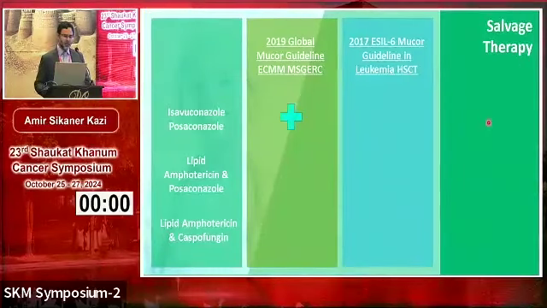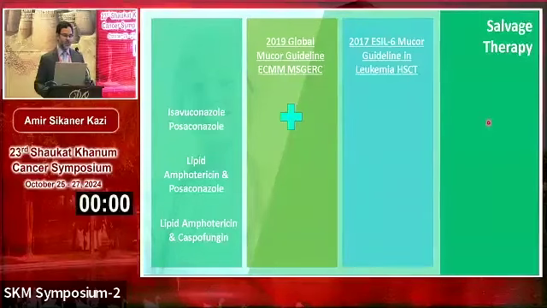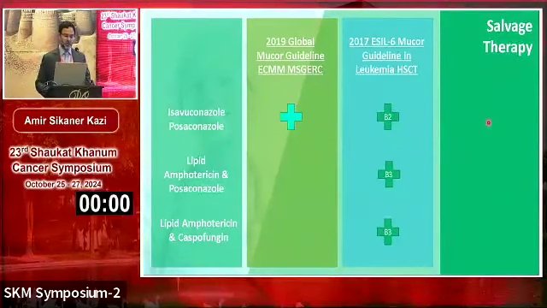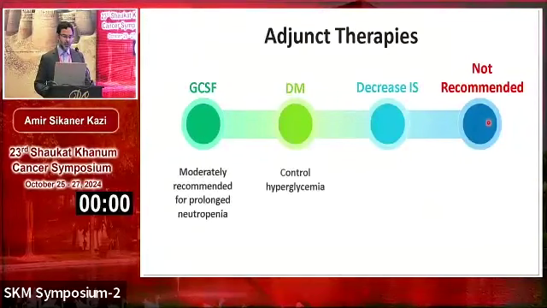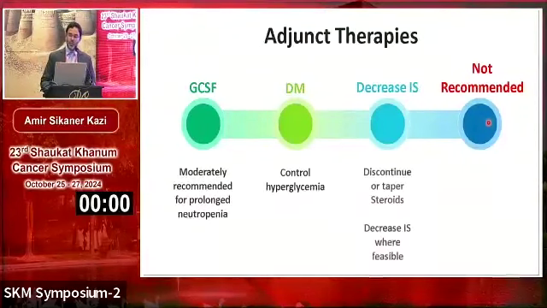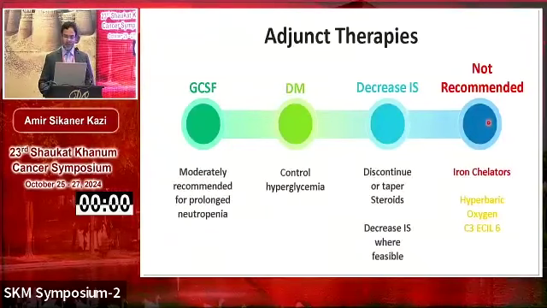For salvage therapy, the global guideline talks about using ISAV or POSA. The ESCMID offers that, or lipid AMPHO and POSA, or AMPHO and caspofungin as well. And we'll talk about how to implement that in Pakistan. Adjunct therapies: GCSF is moderately recommended. Diabetic control is very important, and decreasing immunosuppression, in particular steroids, wherever possible. Iron chelators is a big no, and oxygen is a weak recommendation.